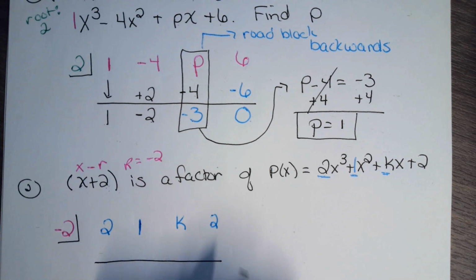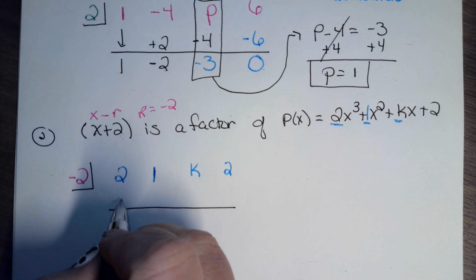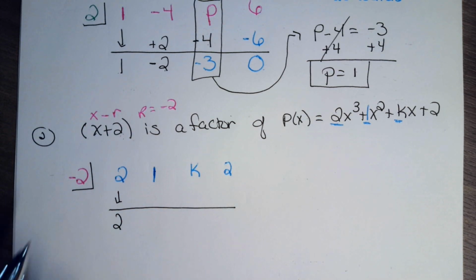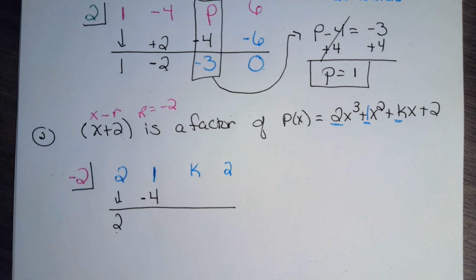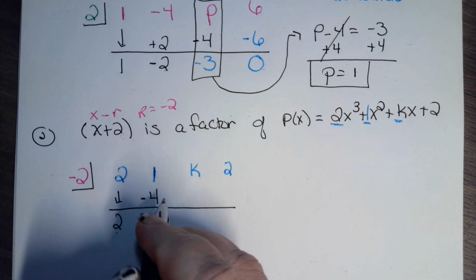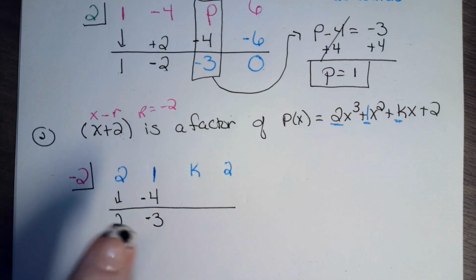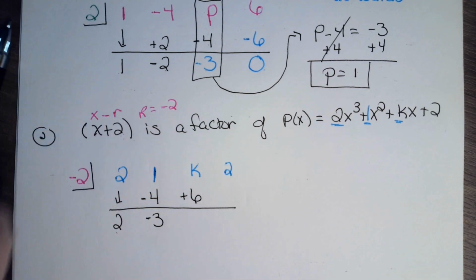Draw our bar. So we're going to drop the 2, because we always drop that first number, and then we start our multiplication. Negative 2 times 2 is a negative 4. 1 minus 4 is a negative 3. Negative 2 times negative 3 is a positive 6. But we can't combine these right here, so there's our roadblock. So again, we've hit a roadblock.